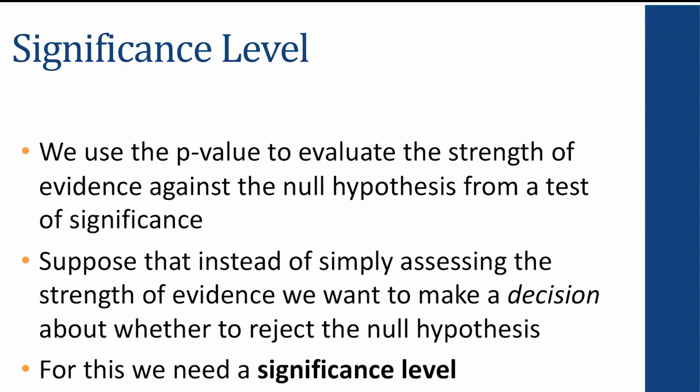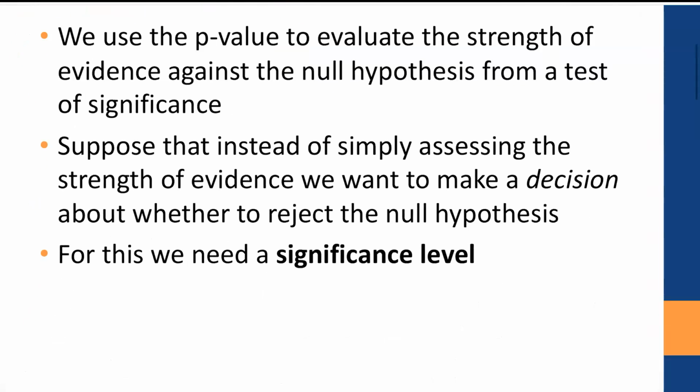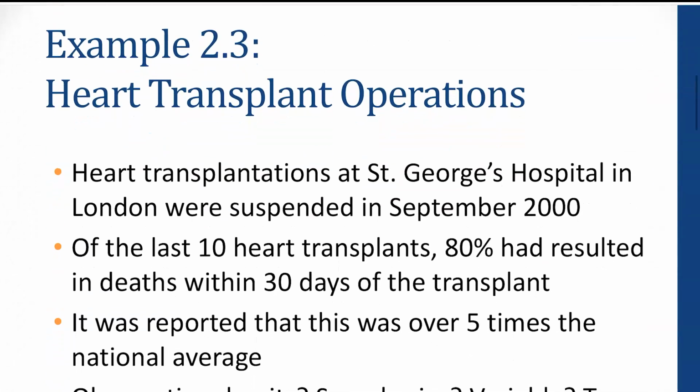So we use the p-value when we want to evaluate the strength of evidence against the null hypothesis when we create a hypothesis test. And now we're going to look at making a decision about whether we should actually reject the null hypothesis. What we use to make that decision is this thing called a significance level. Now, example 2.3 is about heart transplant operations.